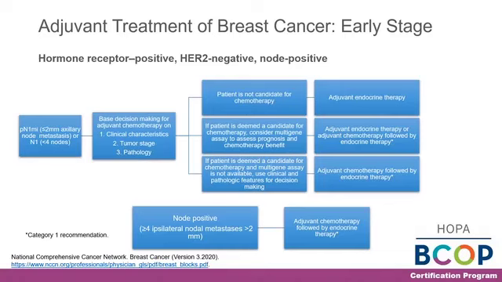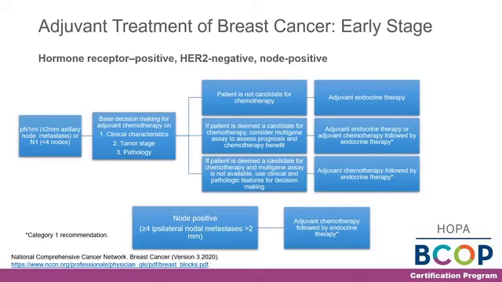If the patient is deemed a candidate for chemotherapy, they can consider undergoing a multi-gene assay to assess prognosis and chemotherapy benefit. And at that point, a decision will be made based on the score. If a patient is deemed a candidate for chemotherapy, but the assay is not available or is not done, the recommendation is to use clinical and pathologic features for making these decisions. And in that case, adjuvant chemotherapy followed by endocrine therapy is recommended.